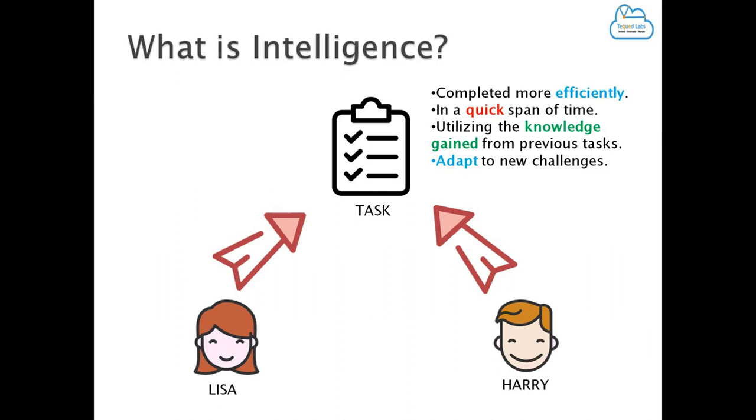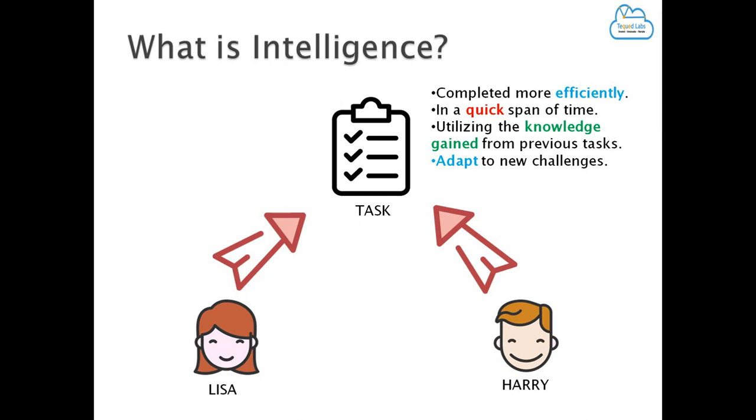Firstly, we'll take two people, one is Lisa and one is Harry, and they are asked to do a particular task. How do we tell whether Lisa is intelligent or Harry is intelligent? That is what we need to analyze now. First and foremost, if either of these two people performs the given task more efficiently, if they complete the task with more efficiency, that is one thing.